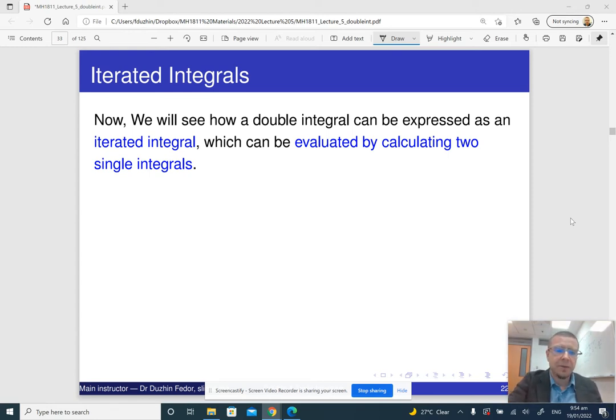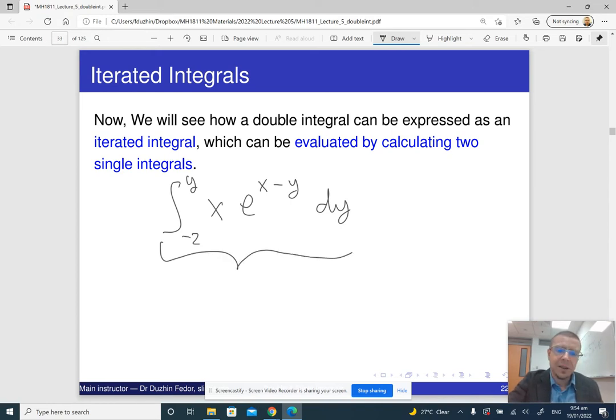So suppose that we have a function of 2 variables. Just as an example, let's say x times e to the x minus y. And then when we integrate it, say with respect to y, let's say as an example from -2 to 3, I'm not going to actually do it, but when you integrate it with respect to y for a fixed value of x, essentially what you get is some function of x, right?